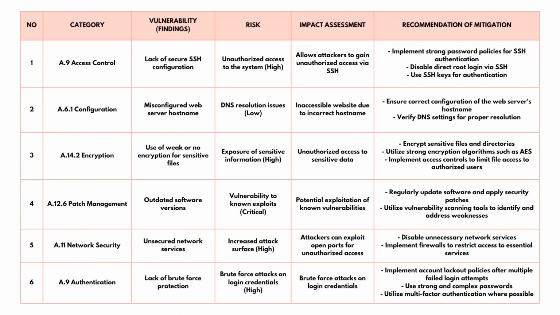So now I'm going to continue with number 5, which is network security. So the vulnerability findings of the network security is an unsecure network service. So the risk is high, it's increased attack surface, and then the impact assessment is attackers can exploit open ports for unauthorized access, and for the recommendation of mitigation is to disable unnecessary network services and always implement firewalls to restrict access to essential services.